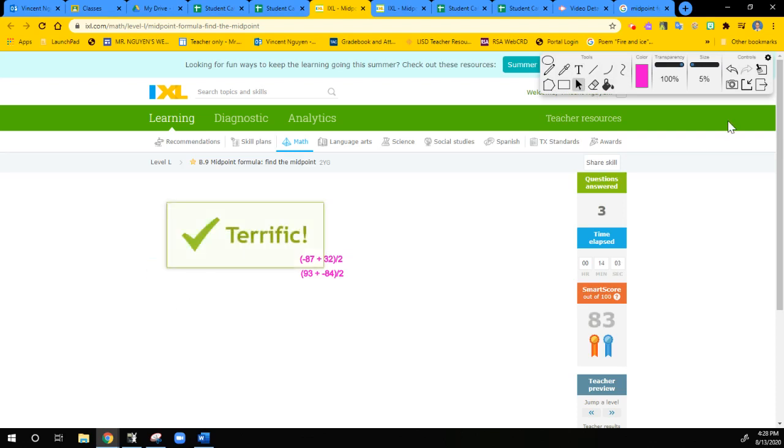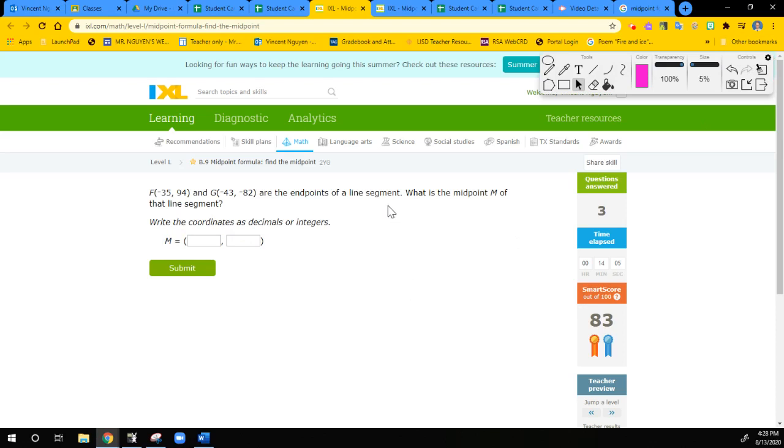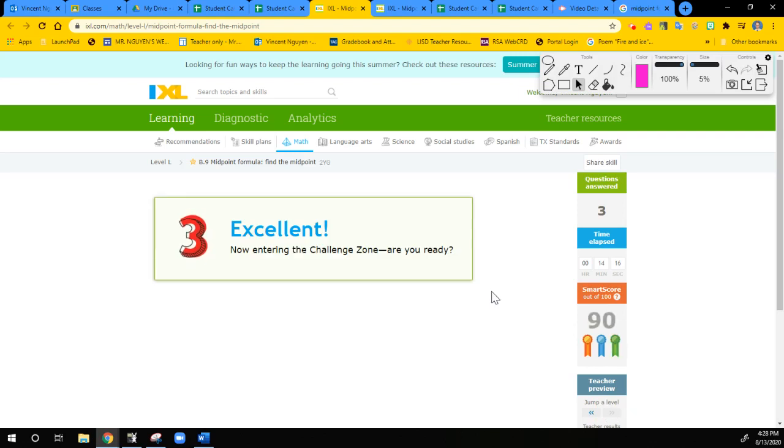Hit submit. Very cool. Okay, so this is looking for the midpoint, wherever the middle of the 2 endpoints is. So let's do it one more time. Well, maybe we'll skip along and then we'll get to the challenge zone.